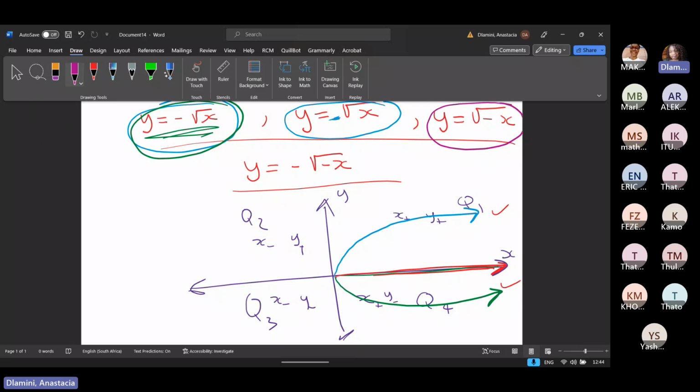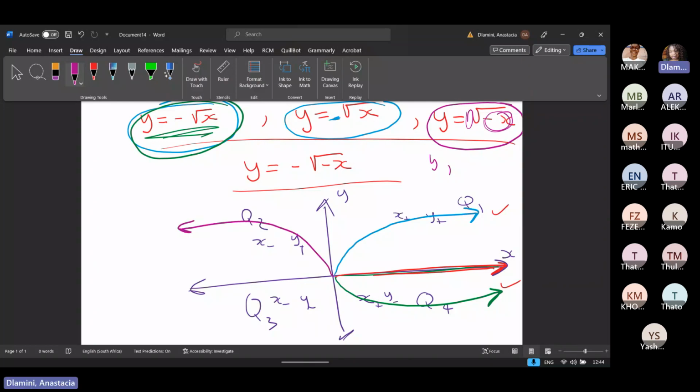Is our y positive? You have to give me x and y. You say x is this, y is that. Y is positive because there's a positive there, and x is negative because it's there. Where is y positive and x negative? Second quadrant.